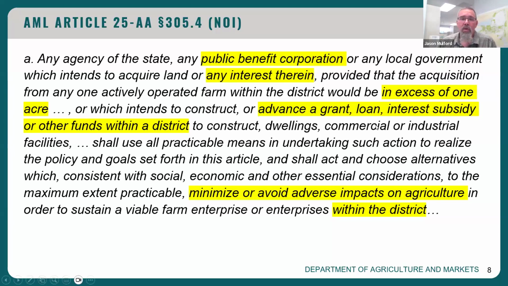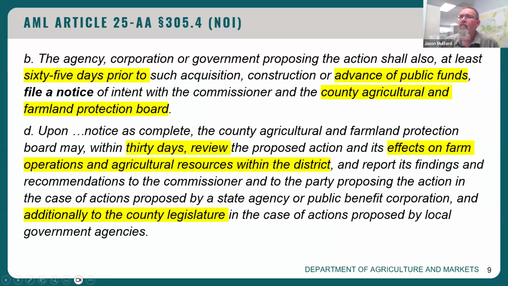So NYSERDA awards contracts with these corporations and pays for energy, and therefore assists in the construction by securing revenue. So here, a public benefit corporation with the interest of more than 1 acre, in advance of a grant, loan or other funds, 65 days prior to that award, NYSERDA has to submit this notice.